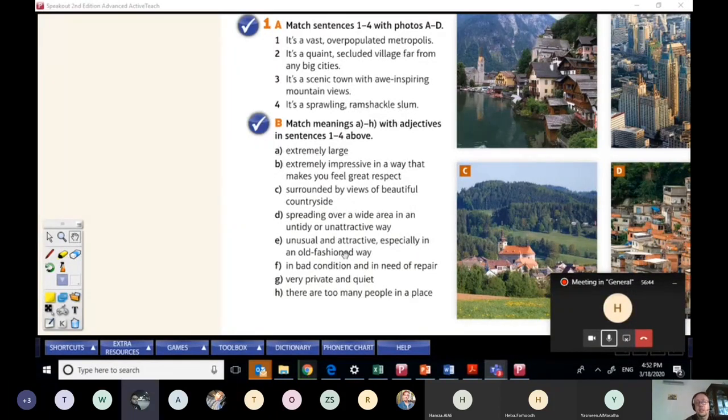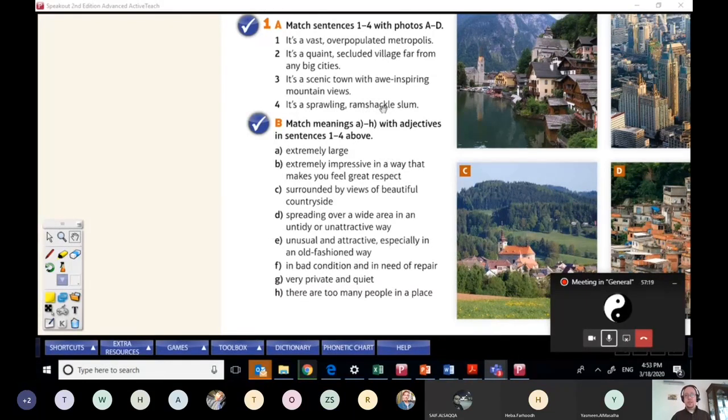So it's an antonym for modern? Thank you. It is the opposite of modern, but modern is pretty neutral. Just more like new, whereas quaint is quite positive when you talk about old stuff, because you could have old stuff that's just bad, but if you say quaint, then it adds this positive note to it. Yep. Okay, how about in bad condition and in need of repair?